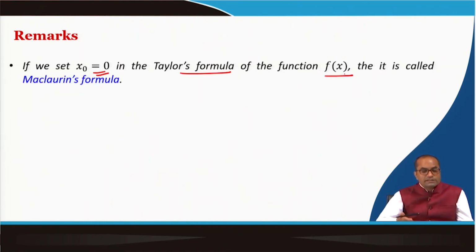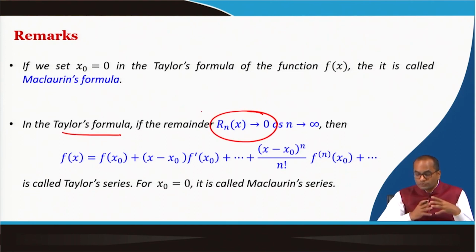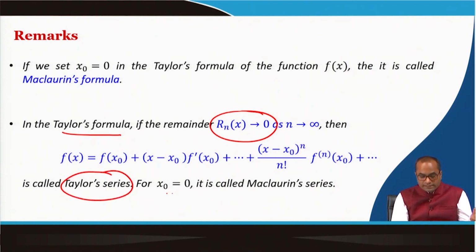this is called Maclaurin's formula. So there is no other difference, only for x not equal to 0 it is called Maclaurin's formula, which we have just discussed. And in the Taylor's formula, if this remainder term goes to 0 as n goes to infinity, in that case that Taylor's formula can be written as a series, and this is called Taylor series, and for x is equal to 0 this is called Maclaurin series.